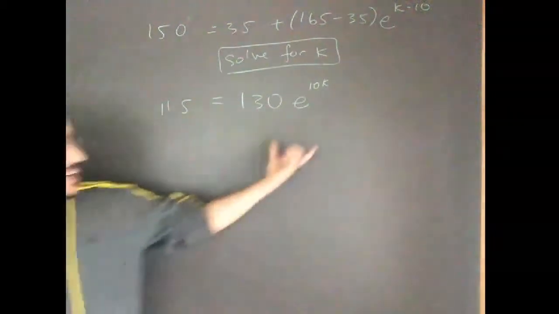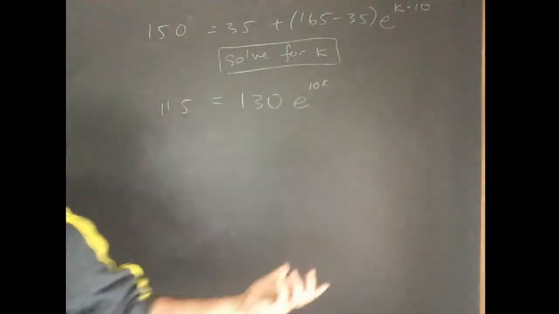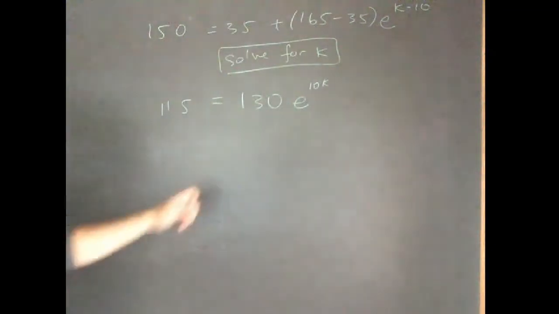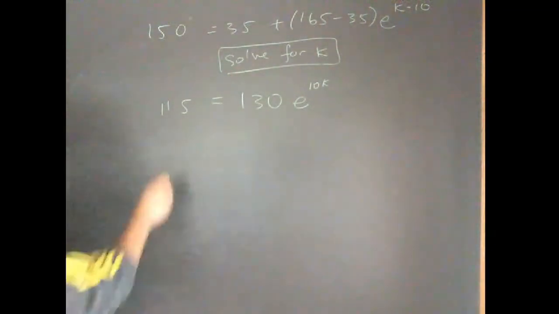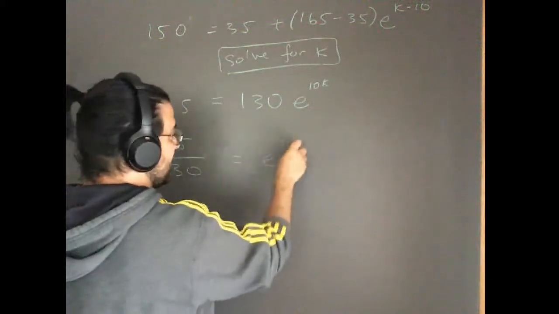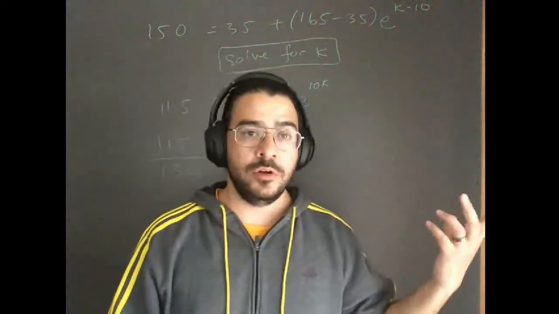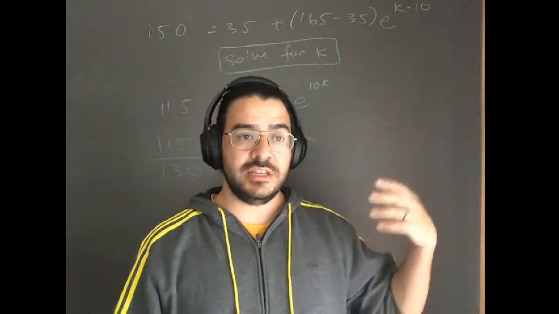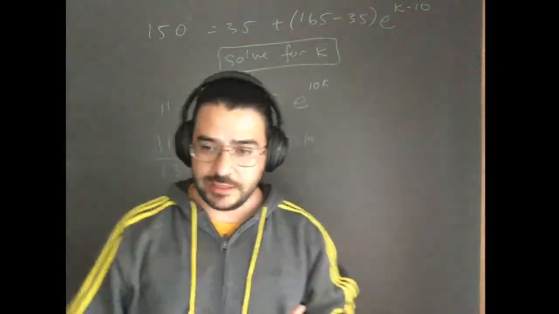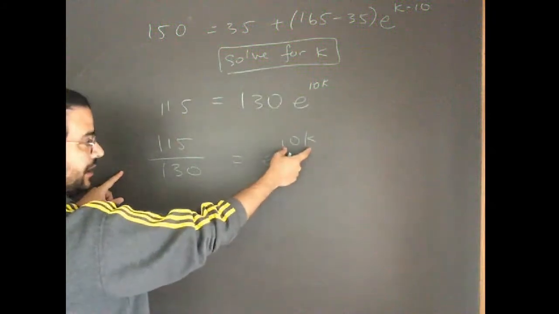Okay, and again, we're trying to isolate this guy on its own. So what should we do now? Yeah, divide by the coefficient here, the 130. So that gives us 115 over 130 is equal to e to the 10k. Okay, again, we've just isolated this guy on its own. And there are two ways to proceed now. We can first think of maybe trying to take the natural log of both sides if we would like, and then undoing this e with the natural log to get just 10k.